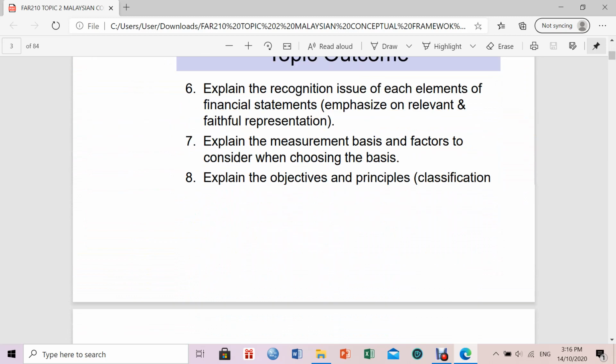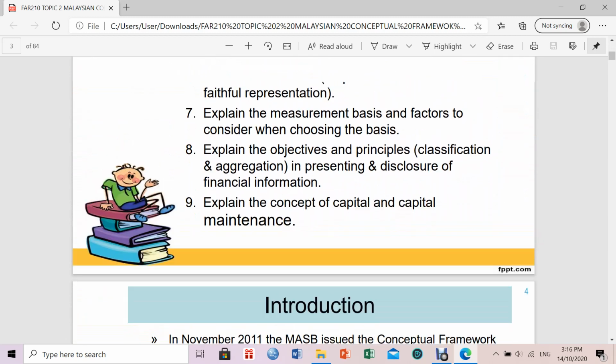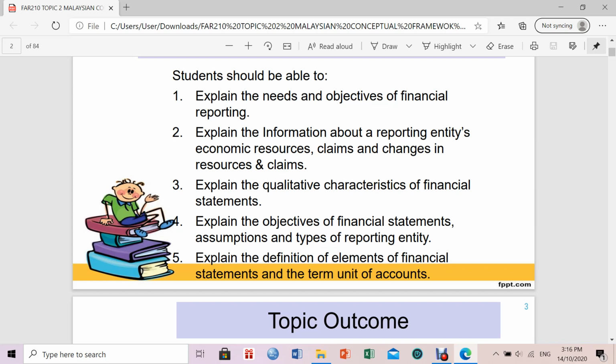Basically, there are 9 topic outcomes for this topic. For example, students should be able to explain the needs and objective of financial reporting. We also want students to explain the information about reporting entities, economic resources, claims, and changes in resources and claims. Explain the qualitative characteristics of financial statements, the objective of financial statements, assumptions, and types of reporting entity.